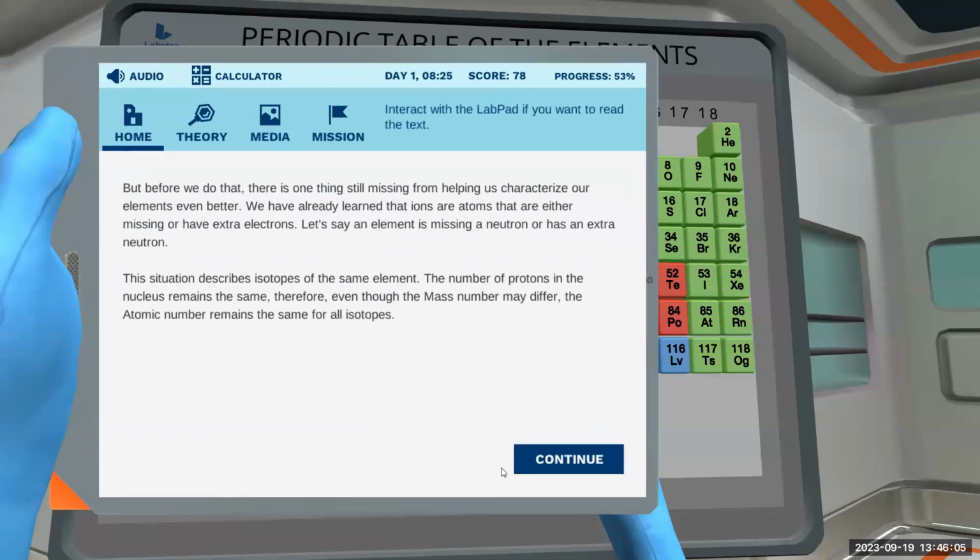But before we do that, there is one thing still missing from helping us characterize our elements even better. We have already learned that ions are atoms that are either missing or have extra electrons. Let's say an element is missing a neutron or has an extra neutron. This situation describes isotopes of the same element. The number of protons in the nucleus remains the same. Therefore, even though the mass number may differ, the atomic number remains the same for all isotopes.